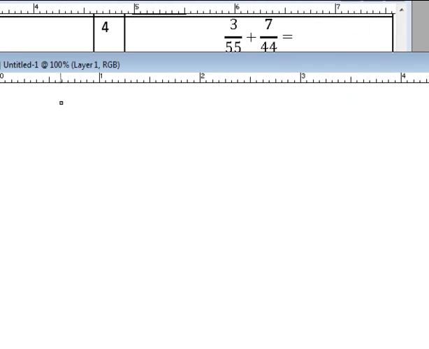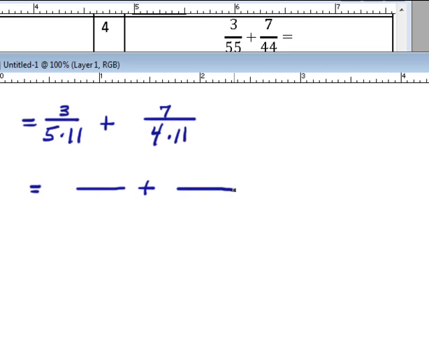In number 4, we're adding fractions, so we want to get a common denominator. First we factor the two denominators. 55 is 5 times 11, and 44 is 4 times 11. So the common denominator is the product of the two denominators, except we don't include the common factor twice. So we only include 11 once, so that would be 5 times 11 times 4. I'll write that 4 times 5 times 11.